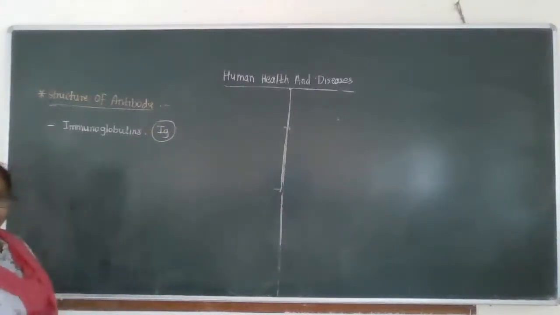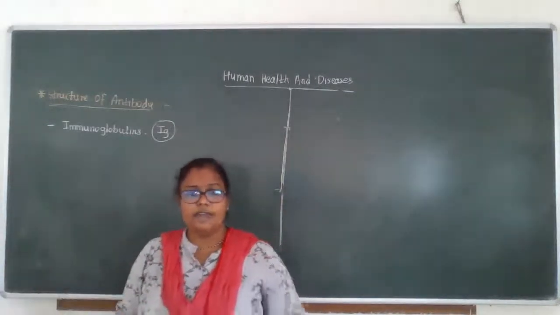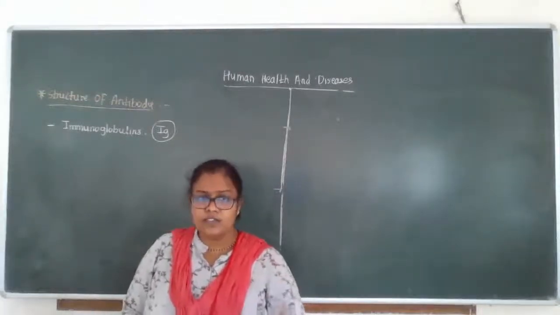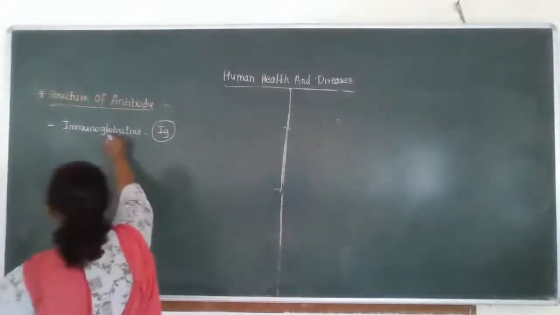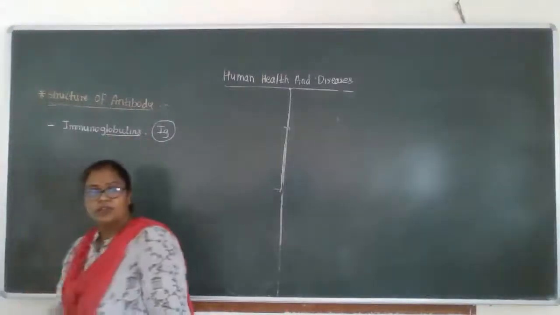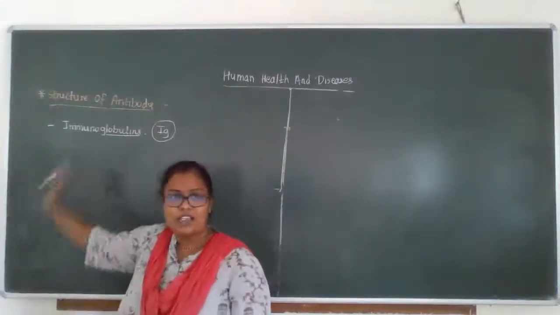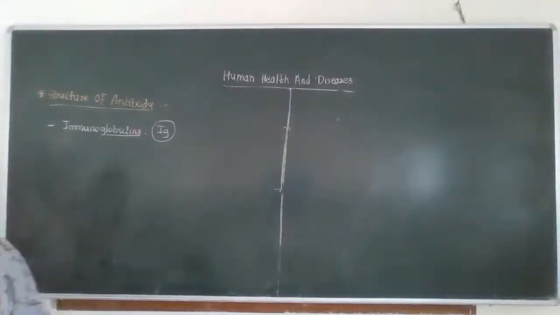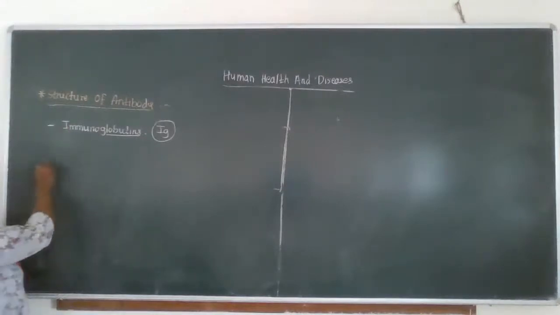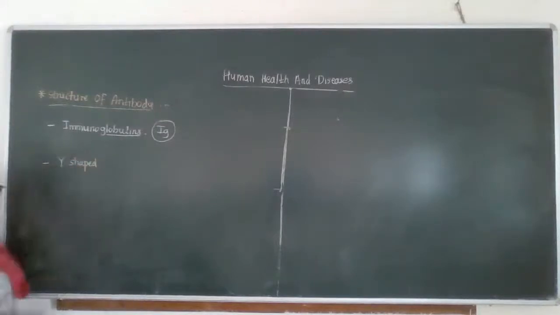When antigenic invasion occurs, our body produces specific types of proteins. Globulins means proteins. Globulins are the proteins which participate in an immune response, so they are named immunoglobulins, IG. Majorly the antibodies are Y-shaped.